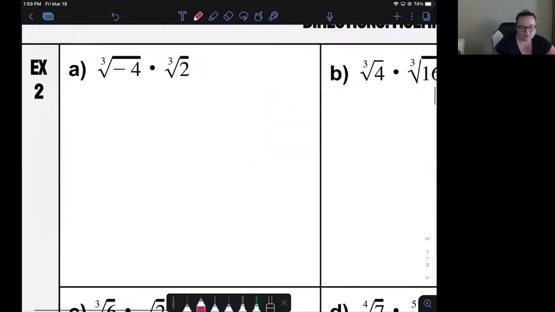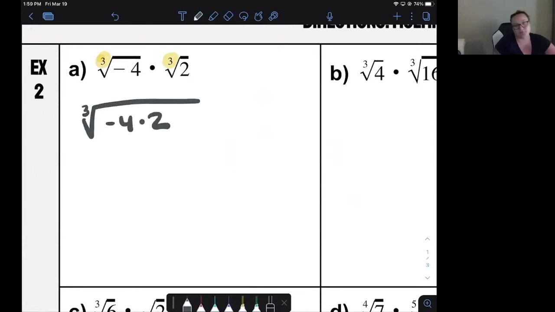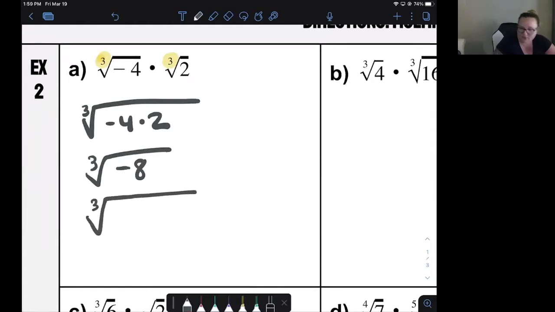So the third root of -4 times the third root of 2. Well, both of these have the same index, so we can rewrite this under one radical, the cubed root of -4 times 2. So -4 times 2 is -8. And we've already talked about how 8 is really 2 times 2 times 2. Well, then -8 is -2 times -2 times -2.